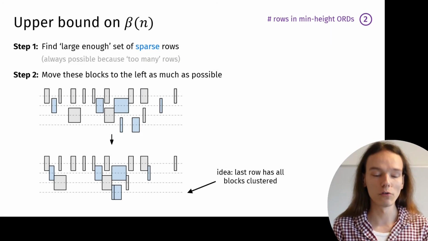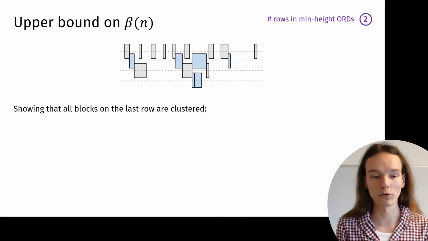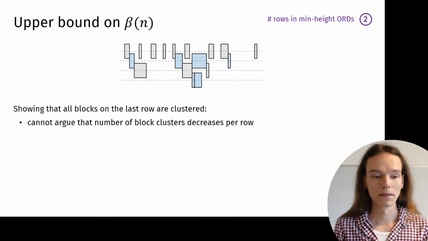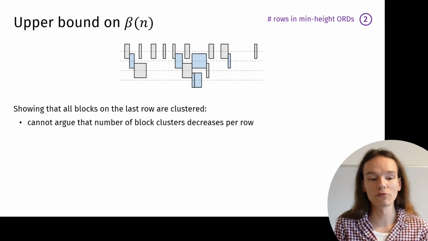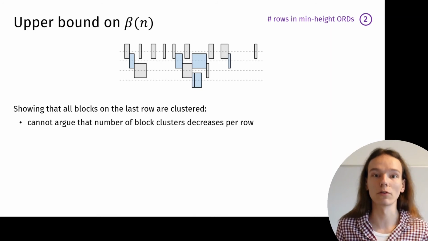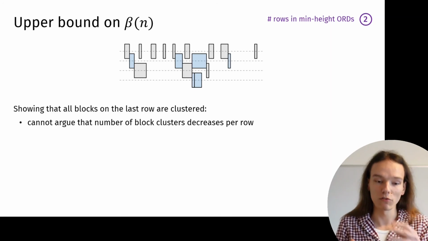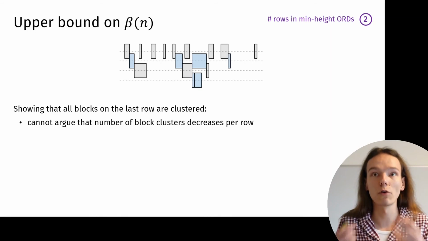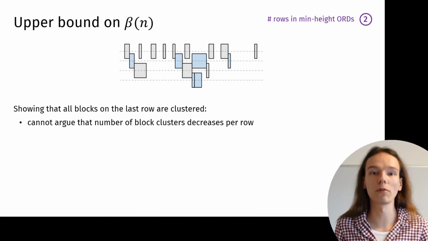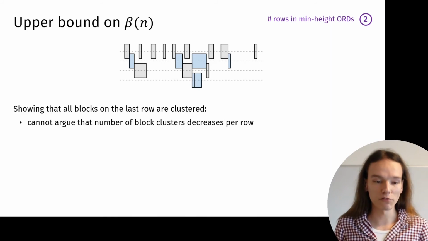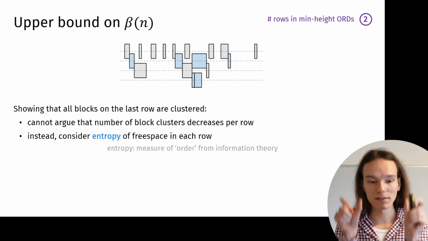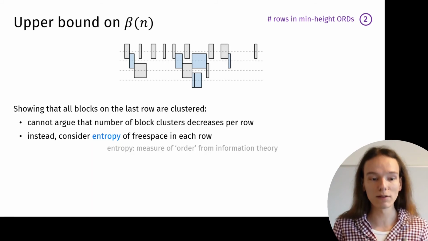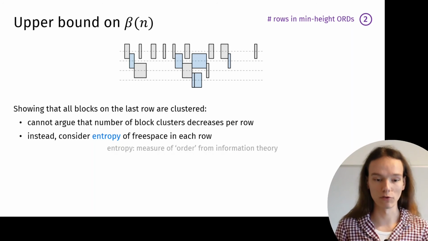So how are we going to show that the last row in this construction has its blocks clustered? Well, what you would want to argue is that the number of clusters just monotonically decreases per row. But it's actually not true, because you don't know anything about the blocks on each of these rows. So that's very complicated and not even true. So that doesn't work. But what does work is we can observe that from top to bottom, the free space between the blocks becomes more and more orderly somehow.